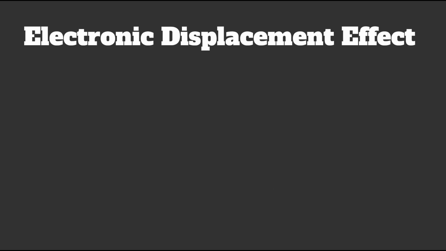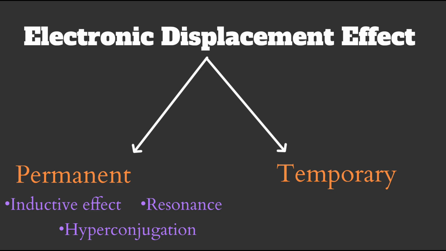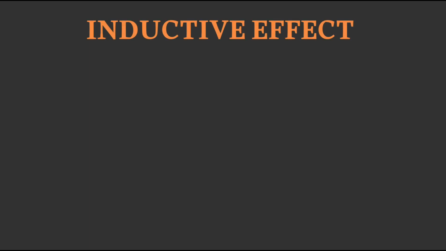Broadly speaking, electronic displacement effects fall into two categories: permanent effects and temporary effects. Permanent effects include the inductive effect, the resonance effect, sometimes called the mesomeric effect, and hyperconjugation. Temporary effects include the electromeric effect and the inductomeric effect. Today, we will focus on the inductive effect.